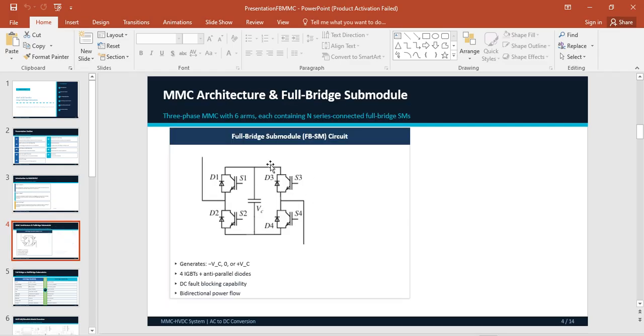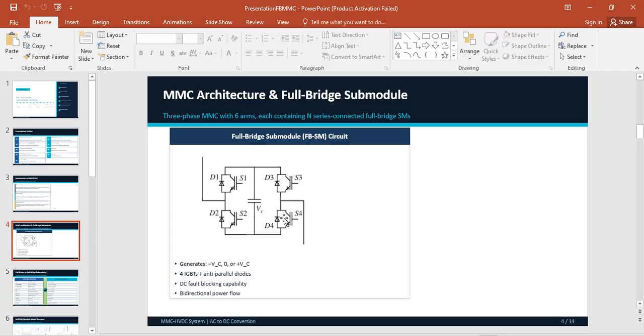So this is our full bridge submodule where we have four different switches and a parallel diode is connected there. They are operated in such a way that if S1 is on and S4 is on, both S2 and S3 are off, you will get positive voltage. Similarly, if S2 is on, the current direction will be the opposite to the previous one, and similarly you need to turn on S3. So both S1 and S4 will be off for the negative voltage section.